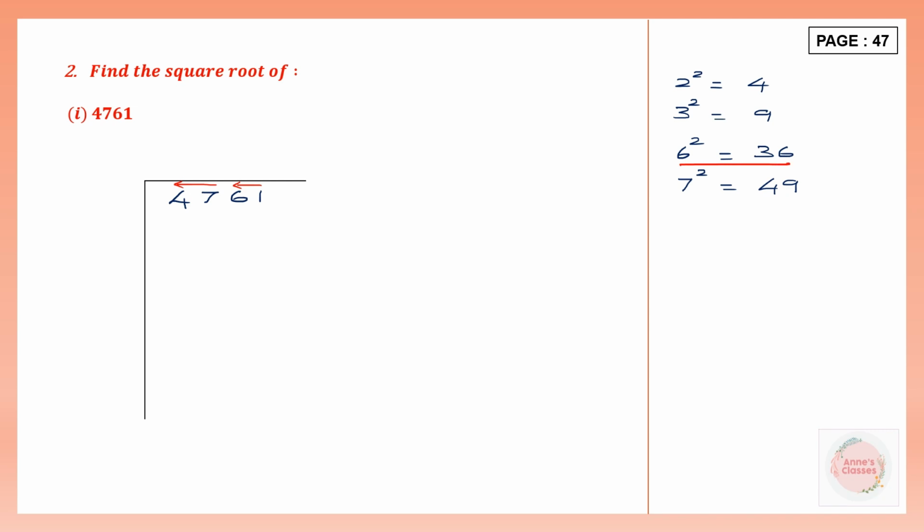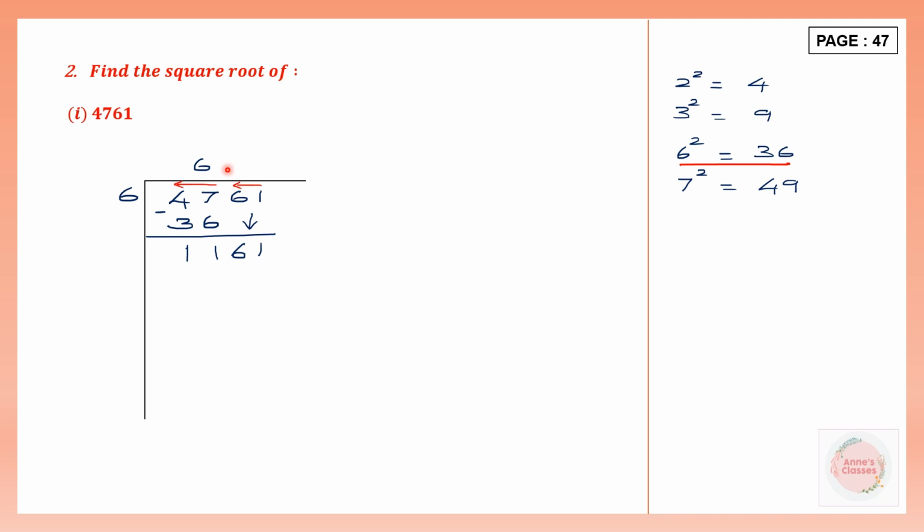So 6 square means we write 6 here. 6 into 6 will give us 36. Next step we have to minus. So let's minus. 7 minus 6 is 1. 4 minus 3 is 1. Next step is we bring down this pair as it is. Both the digits in that pair. So that is 61. Now what is our number? Our number is 1161.